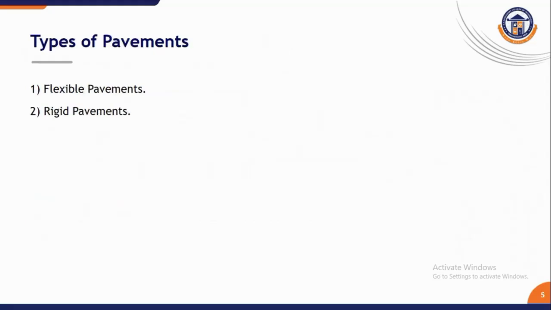Here is the types of pavement. The first one is flexible pavement and then rigid pavement. The flexible pavement relies on bituminous bound layers for strength and load distribution, whereas the rigid pavement primarily uses cement concrete and behaves as a single structural slab. Each type has its own construction techniques, materials and performance characteristics.